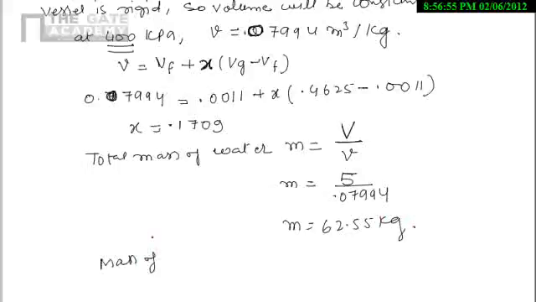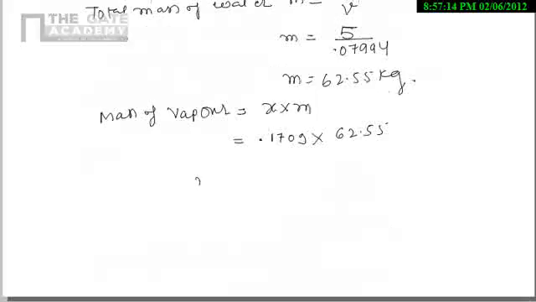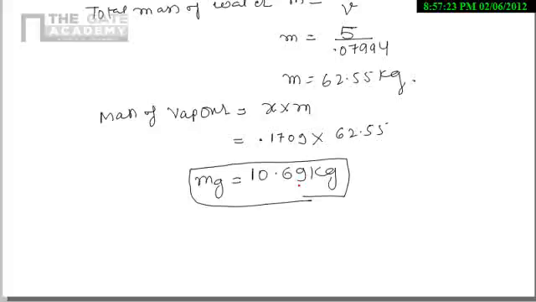So the mass of vapor we can easily find out equals X into M by the dryness fraction formula. X we calculated as 0.1709 and M is the total mass of the water, 62.55. So the mass of the vapor will be 10.69 kg. By this way we can find out the mass of the vapor, that is 10.69 kg.